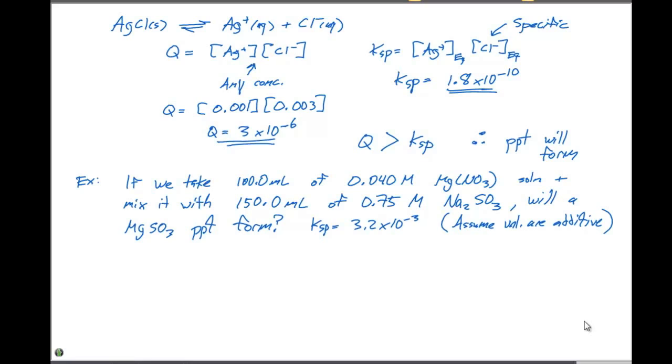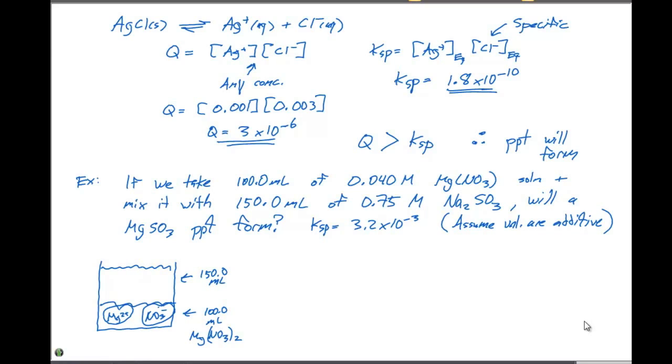So what this means is I have a beaker over here, and the first thing I'm going to do is add 100.0 milliliters of our MgNO3 twice solution. So over here I have magnesium 2+ cations, and I have nitrate anions. I have 100 milliliters of that. Then I'm going to add 150 milliliters of our sodium sulfite. So that means now I also have sodium plus ions in solution, and I have SO3 2- ions also in solution. We now have a total volume of 250.0 milliliters.